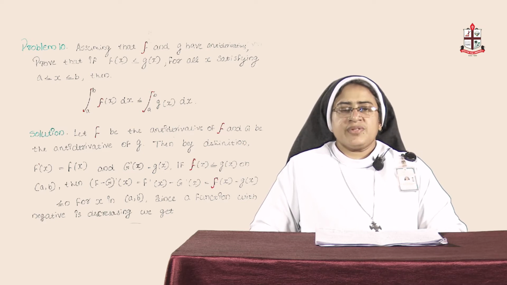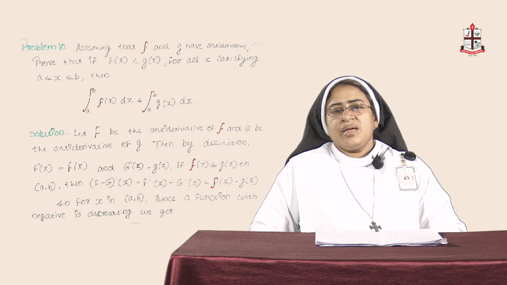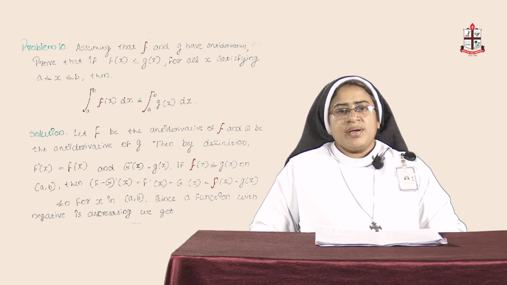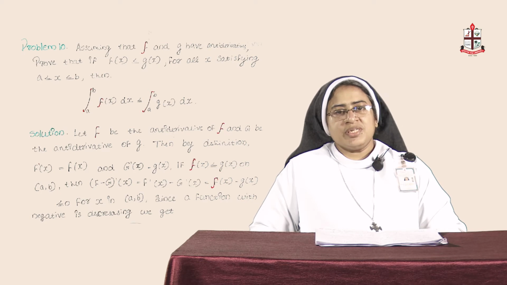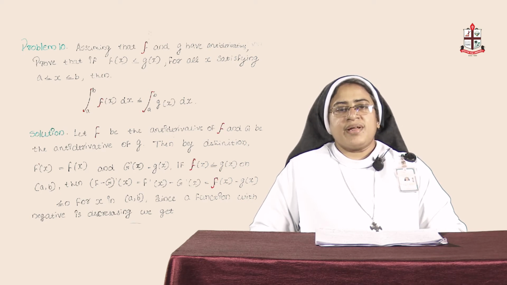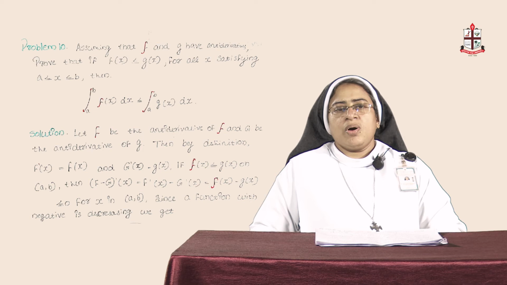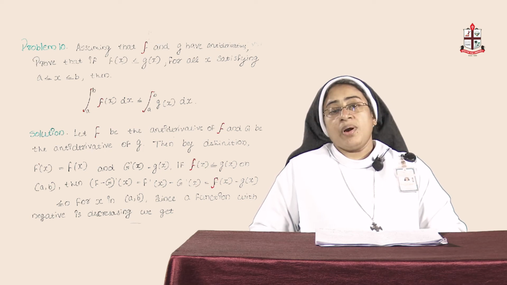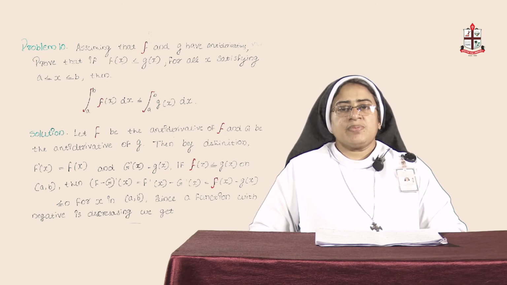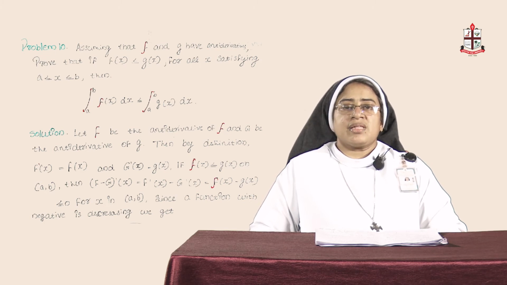How will we prove that? For the solution, let again capital F be an antiderivative of small f and capital G be an antiderivative of small g. Then by definition you will get F' is small f and G' is small g. So, if small f is less than or equal to small g on interval [a, b], then (F minus G)'(x) is equal to F'(x) minus G'(x), which is f(x) minus g(x). It is always less than or equal to 0 for all x in interval [a, b].